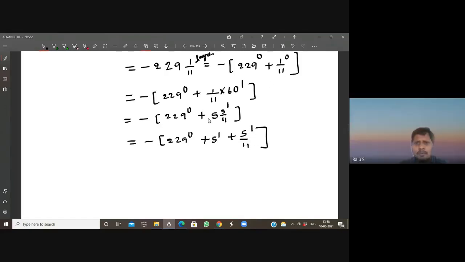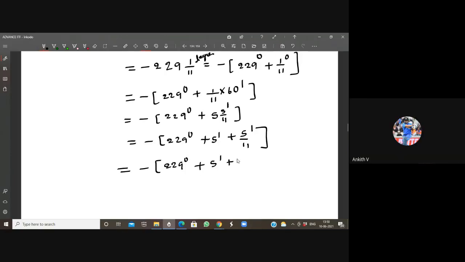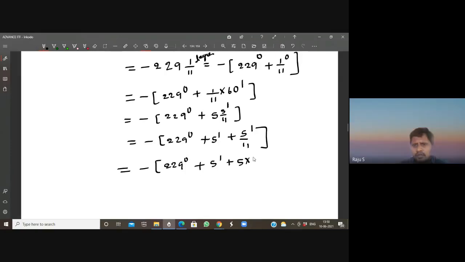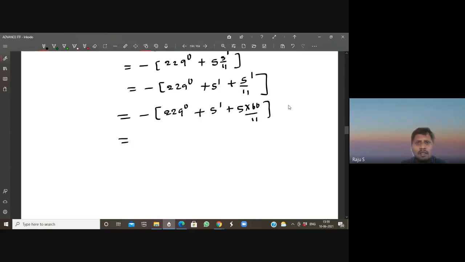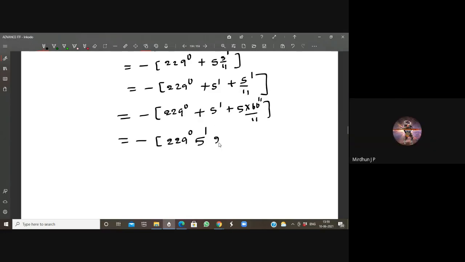Into 60, sir. I have written separately. 5 by 11 can be written as the sum of the two values. After that, sir, 5 into 60 by 11. Approximately 27, sir, 27.27. At last, in seconds, that seconds alone you have to take the approximate value. So 229 degrees, 5 minutes, and approximately 27 seconds.